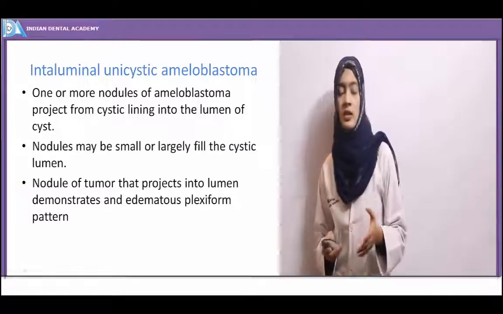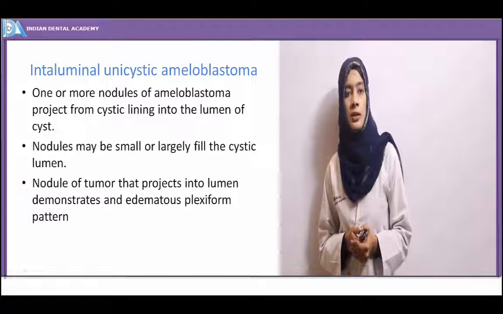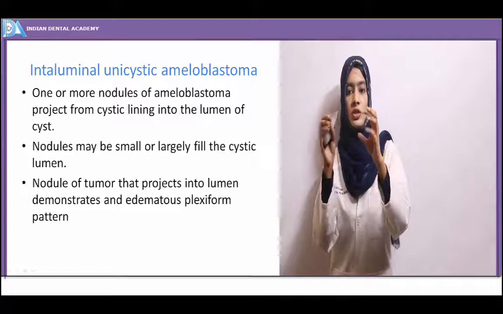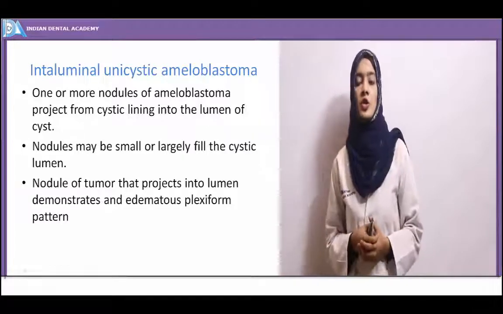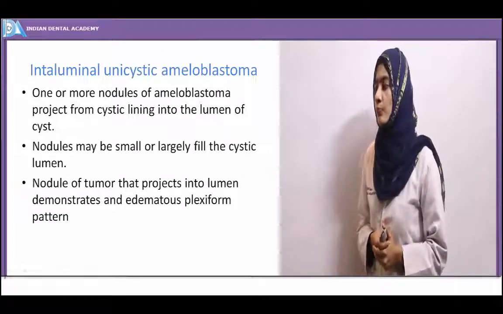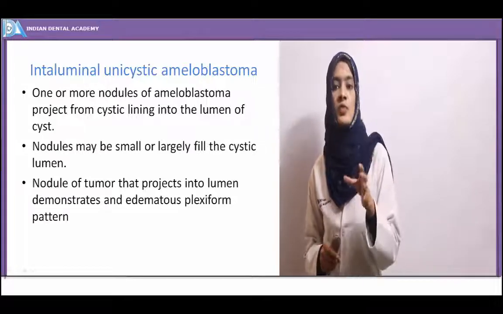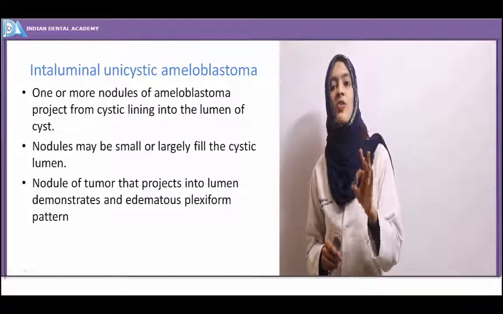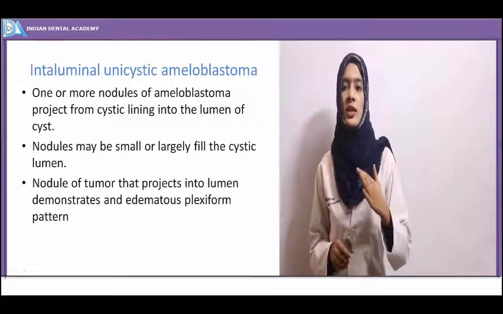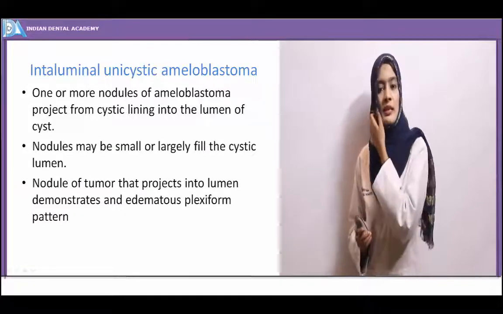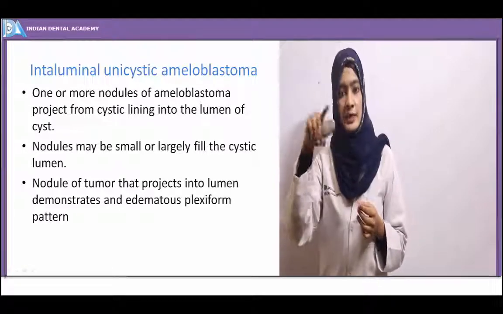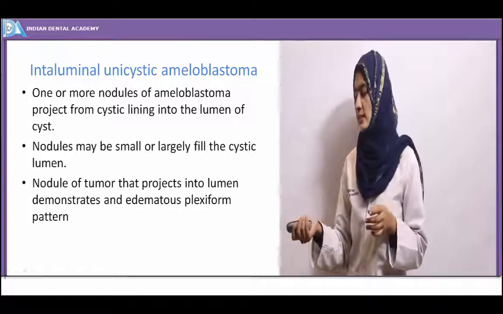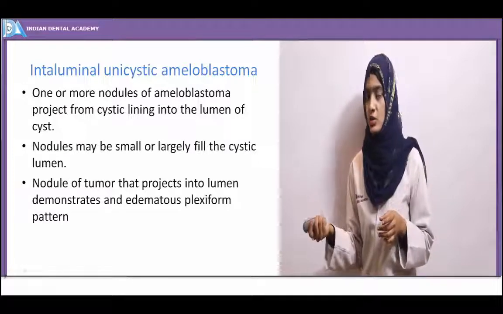Nodules of ameloblastoma may be present, and they just fill the cystic lumen. So one big cyst is present, and in the lumen of the cyst, you get to see nodules of ameloblast like tumor cells. These tumor cells present the characteristic plexiform pattern of ameloblastoma, as we have already seen in the solid ameloblastomas. There are interconnecting strands of epithelial cells, and along with that, centrally you see stellate reticulum like cells. The fishnet pattern is characteristic of that.